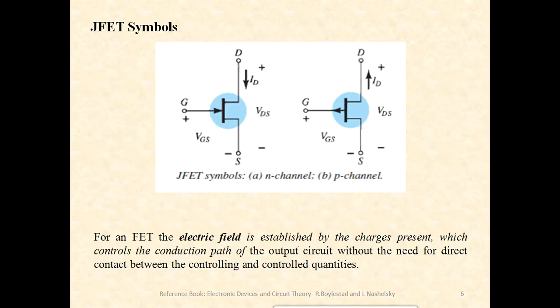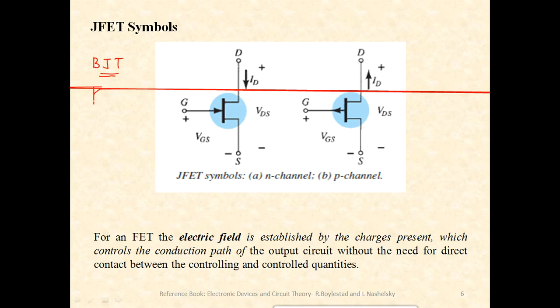Fine. Next, quickly going through the JFET symbols. Just for comparison, I will be drawing the BJT symbol also, so that you can understand the symbol of a JFET in a much better way. I'm sorry, that was a line which was unintentional. All right, so that's the symbol for a BJT: base, collector, and the emitter. And for a JFET, the symbol is like this.